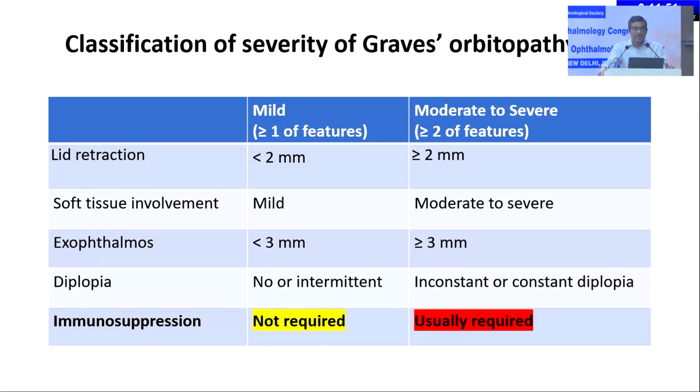Along with the activity, it is equally important to look at the severity of Graves orbitopathy, and predominantly these are the four parameters on the basis of which one decides whether it is mild or moderate to severe Graves orbitopathy: lid retraction, the degree of soft tissue involvement, the proptosis level compared to the baseline, and the diplopia, whether it is present and what grade. On the basis of these cutoffs, it is decided whether it is mild or moderate to severe. And usually when there is active moderate to severe Graves orbitopathy, immunosuppression is required to control the picture.